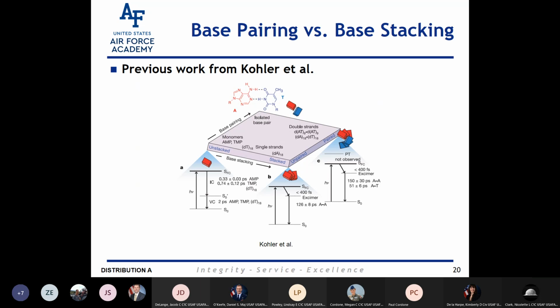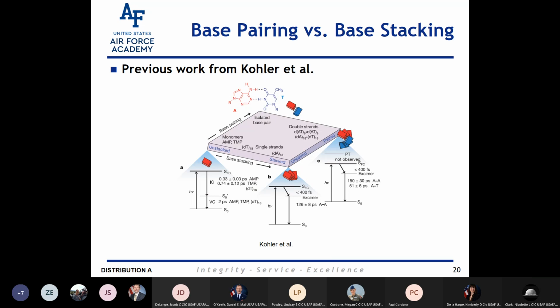The important takeaway in part A is that the unstacked base has the quickest method to get back down to the ground state, so it has the shortest-lived lifetime. Once you begin base stacking, it takes a few more intermediate steps to get back down to the ground level, so we expect to see longer lifetimes. And lastly, once we start pairing and stacking, we expect the lifetimes to be even longer, because once again there are more pathways for the energy to take on its way back down to the ground state.